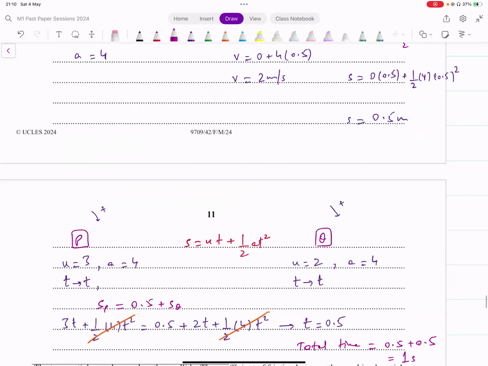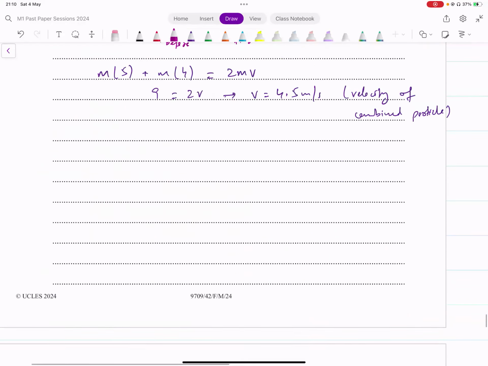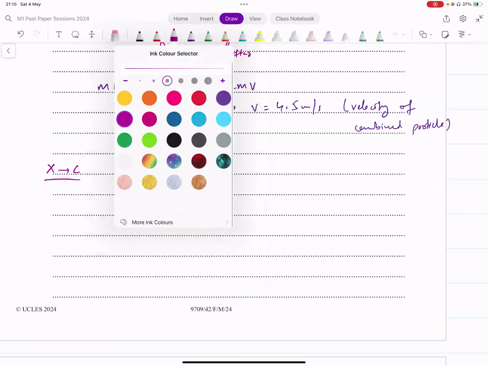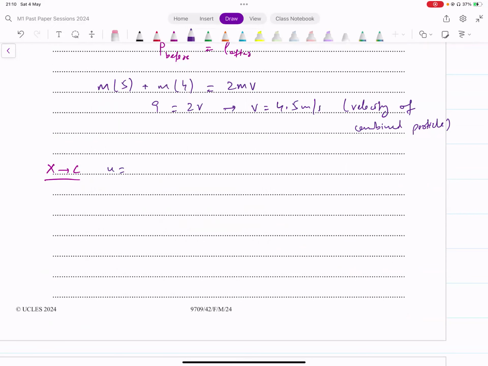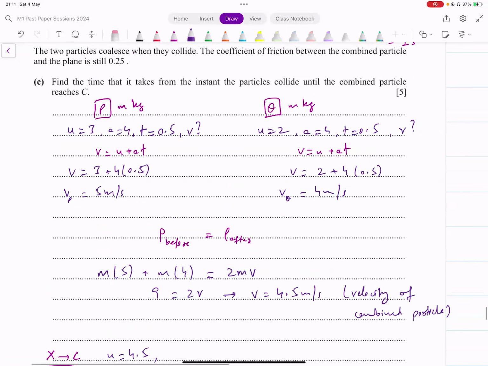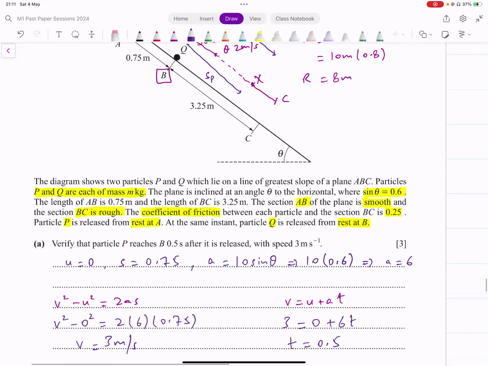Now, what do we need for this? We know the initial velocity for this now. So from X to C for the combined particle, what information do we have? We know the initial velocity. Initial velocity is 4.5. We can find displacement as well. And we have to find time. What about acceleration? We also have to find acceleration again now.